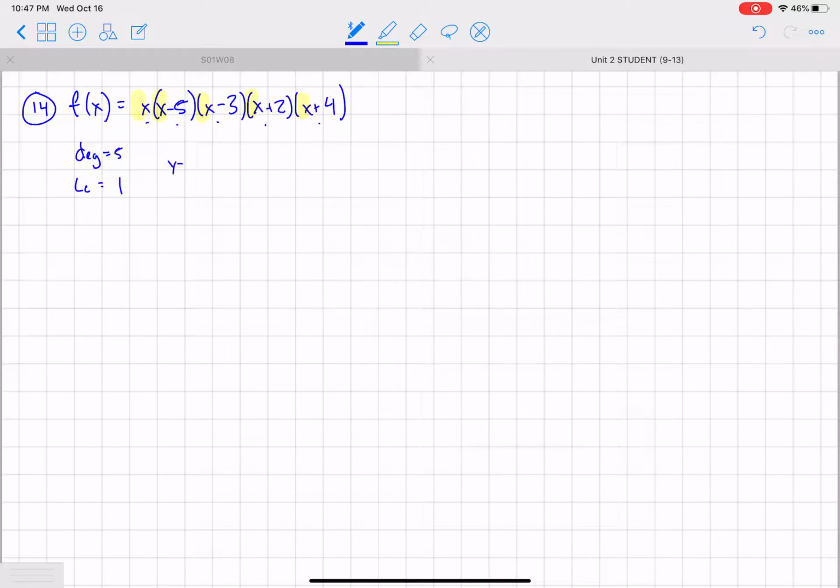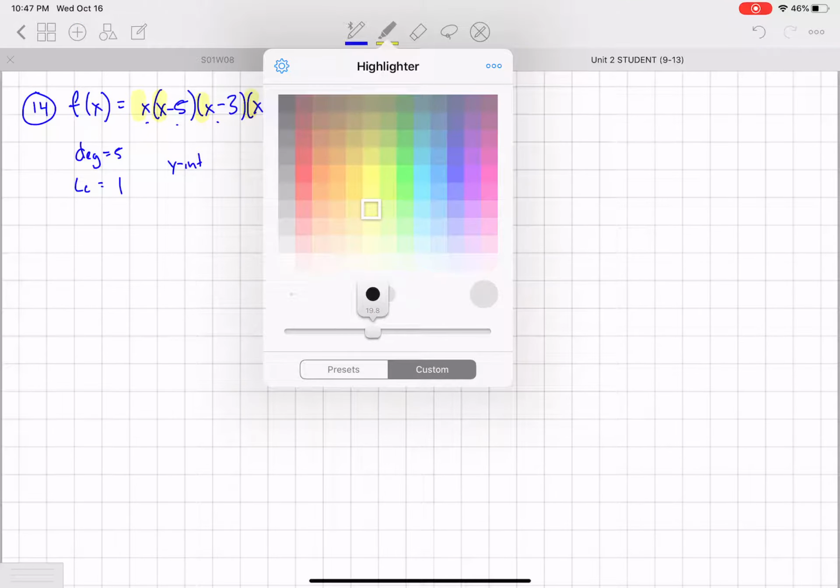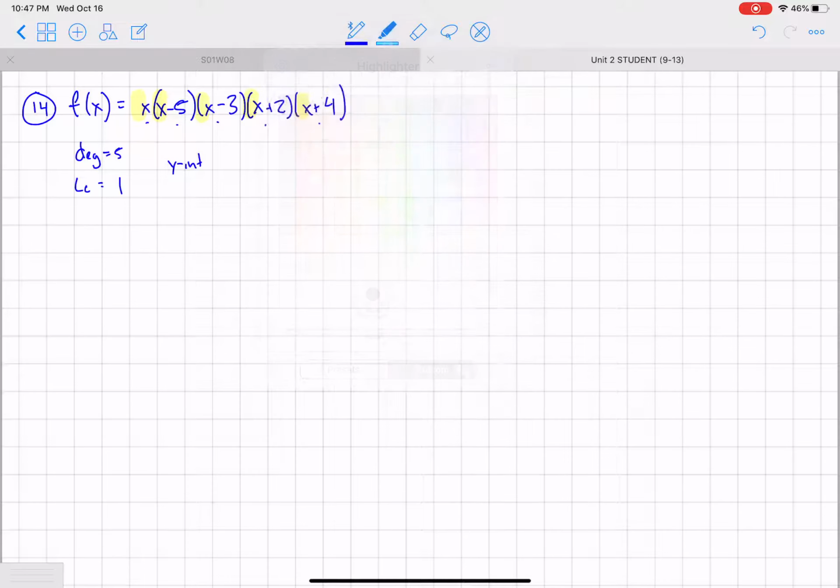And then for our y-intercept, we take all of our factors and multiply them together. Trick is, there is one right here. So we would do 0 times -5 times -3 times +2 times +4, which will just be 0.